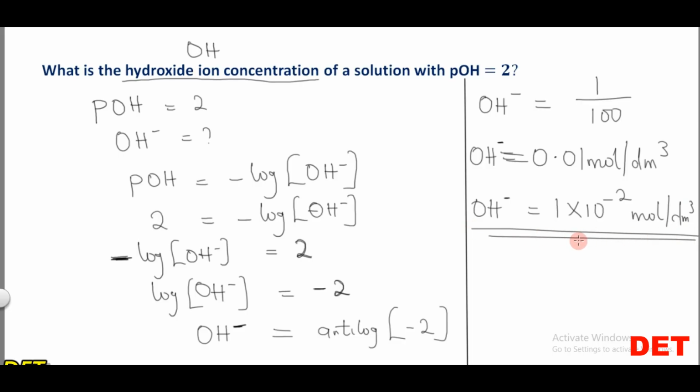It's a very simple and straightforward question anyway. It's very important that you know the relationship between pOH and hydroxide ion concentration. The relationship is that pOH is equal to the negative logarithm of the hydroxide ion concentration. So this relationship is very important.